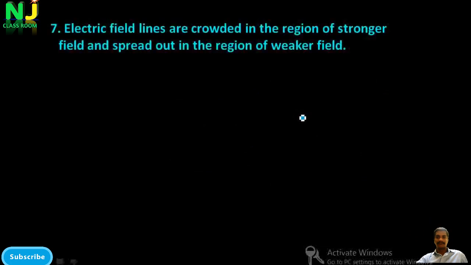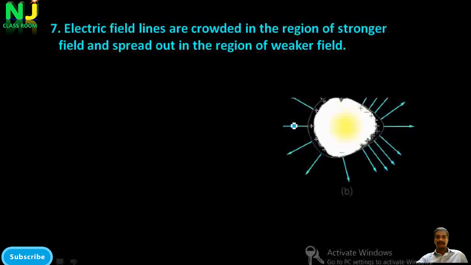Go to the next property. What is the next property? Electric field lines are crowded in the region of the stronger field and spread out in the region of the weaker field. So we have to write more and more lines for the stronger field region. Here that represents the stronger field region, and here we have the weaker field region. Remember, in the stronger field region, we have written more and more number of lines.